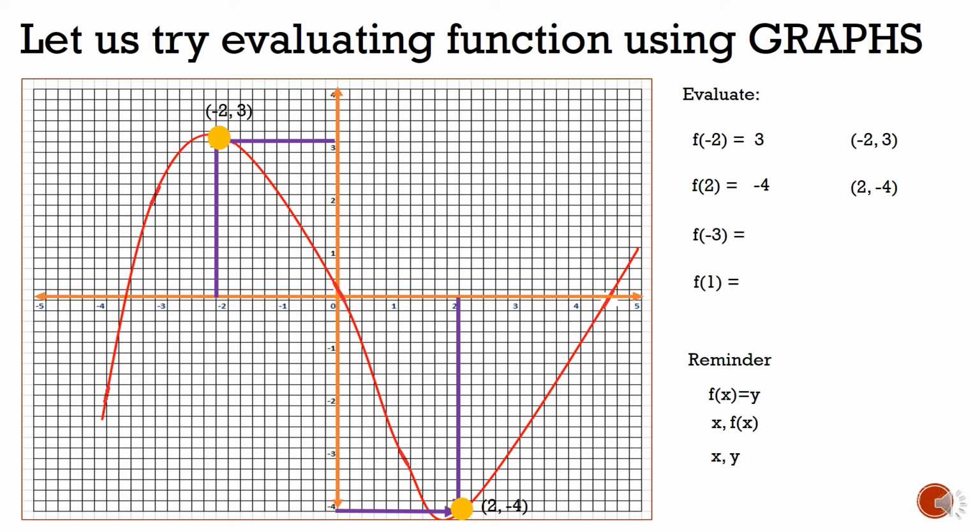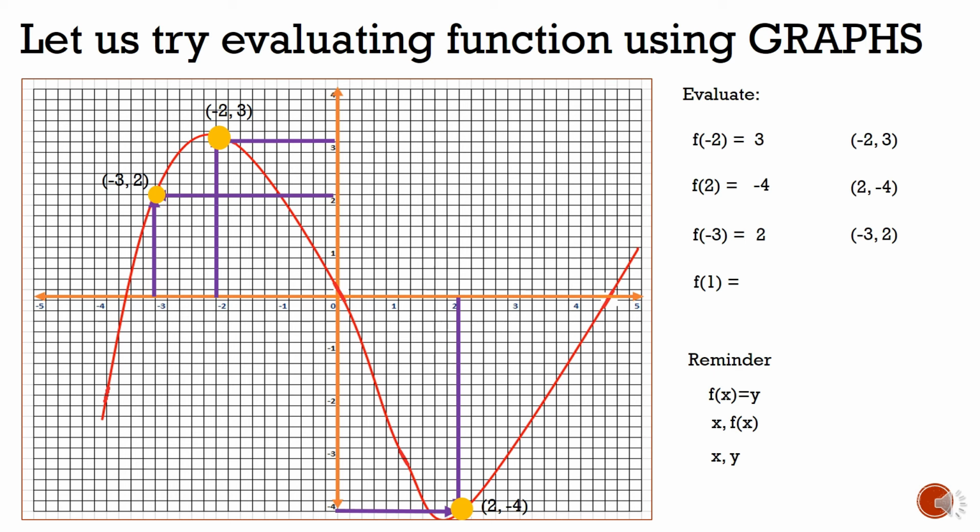Let us try the third example. Evaluate the function of negative 3. So again, your negative 3 here is in the x-axis. Okay? Draw an arrow going towards the curve line. And where it will stop is at 2 in the y-axis. So therefore, the function of negative 3 is 2. And the coordinates are: x is negative 3 and your f of x is 2.